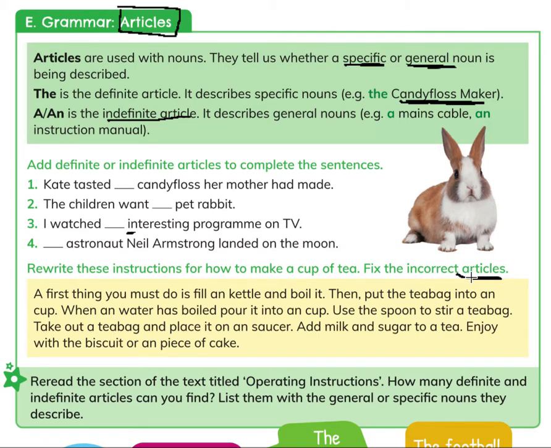So some of the articles in this, again, the articles are the, a, or an. This is the definite article, this one here, and these two are the indefinite article. So our first thing you must do is fill an kettle and boil it. Now that doesn't make sense, but we can change that to: the first thing you must do is fill, and it's not an kettle, it should be a kettle, and boil it.